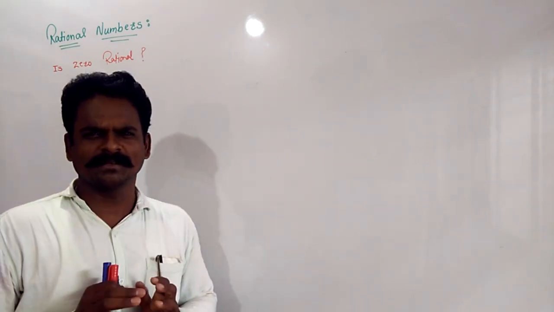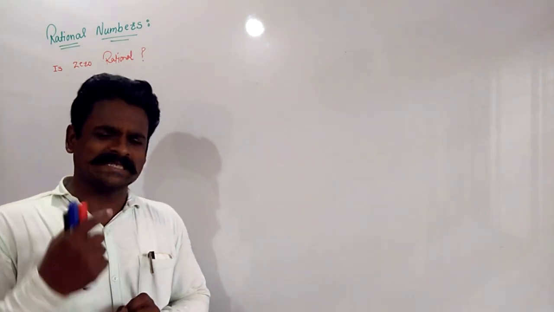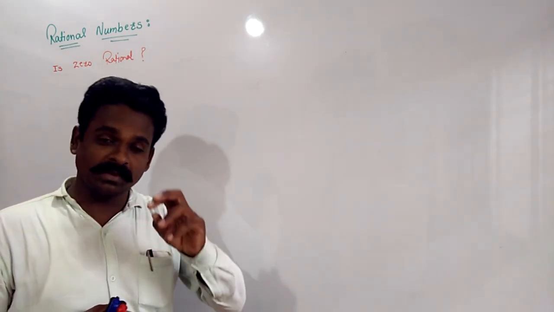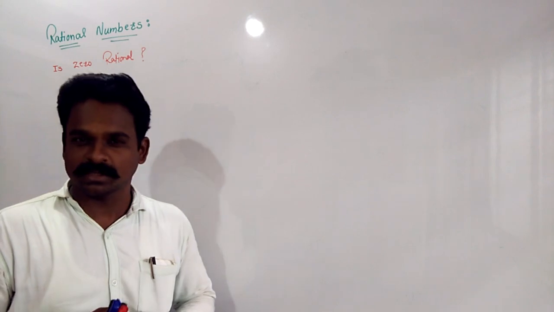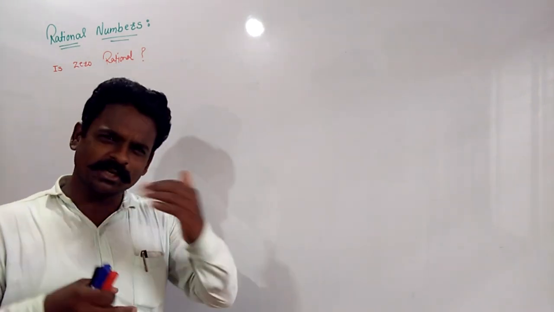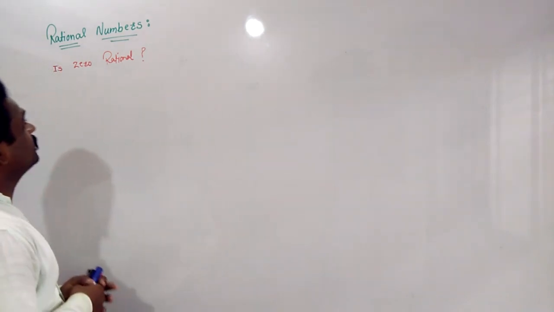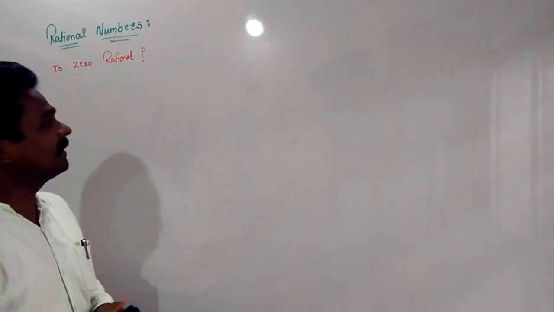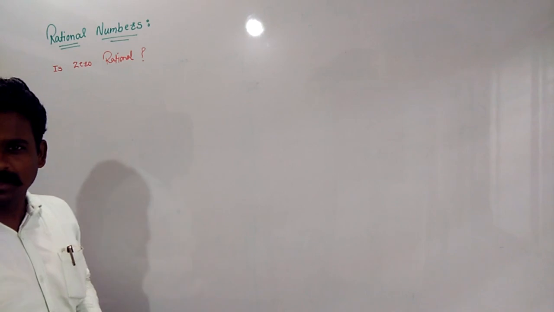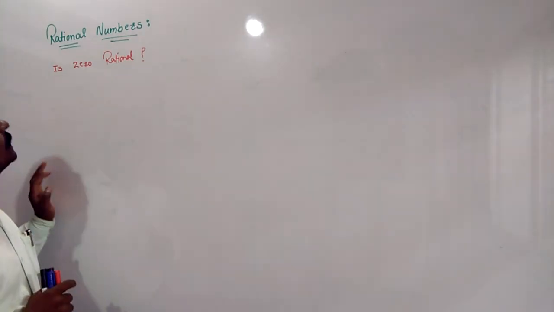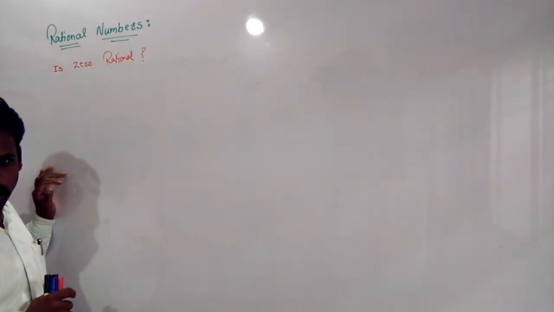Concept of rational numbers. In this lecture, let's discuss a few problems which are based on rational numbers. In the last lecture also we discussed a few problems based on rational numbers, and in this lecture also we are going to discuss a few problems related to rational numbers. Now the first problem: is 0 a rational number? We have to check it. Is 0 rational or not?